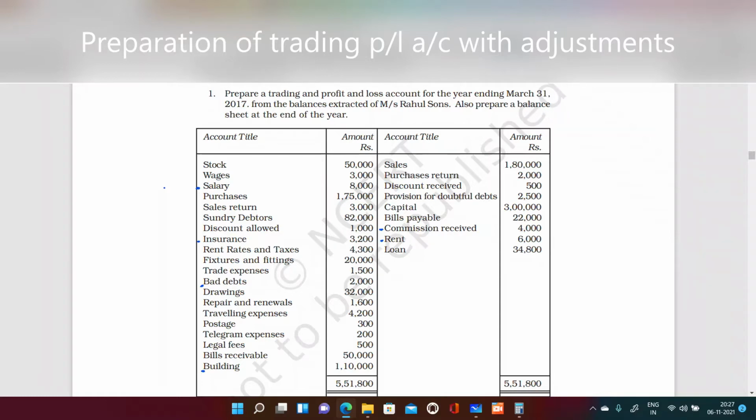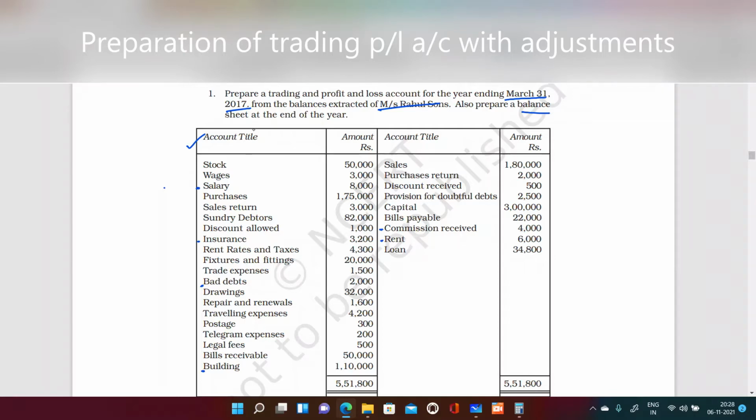So this is your first question of your NCERT textbook Accountancy Part 2, that is your Financial Statements 2. There you refer this question, you will find it on page number 411. Okay, we will proceed with the question. In the question it is telling, prepare trading PL account for the year ending on 31st March 2017 from the balances given for Messrs Rahul and Sons, and they are also asking to prepare a balance sheet at the end of the year.